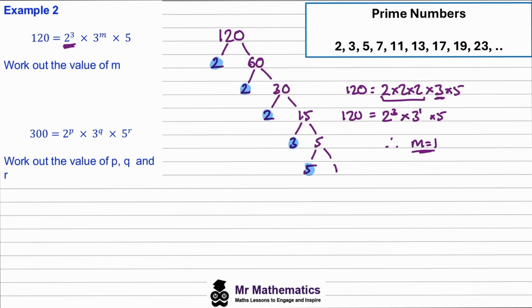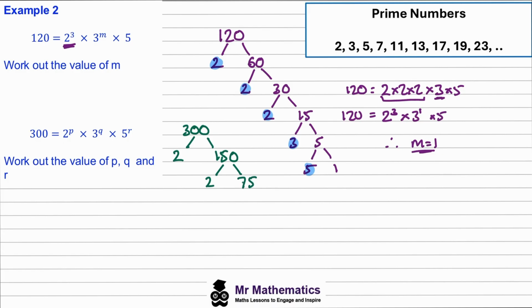Do you want to try and work out the values of P, Q, and R in this question? You can pause the video and come back when you're ready. Okay, so welcome back if you want to go. So we've got 300. We'll divide it by 2, and we'll get 150. We'll divide this by 2, and we get 75.